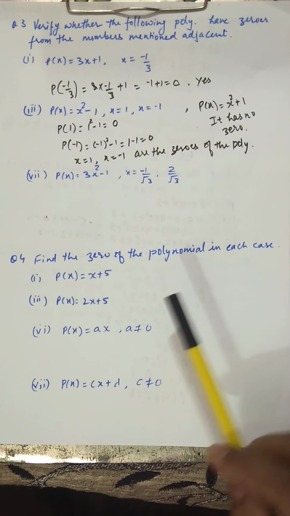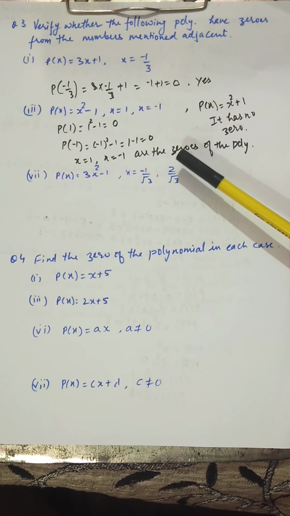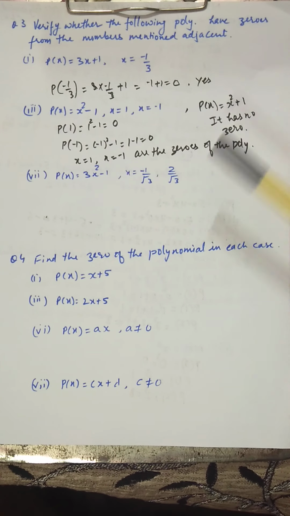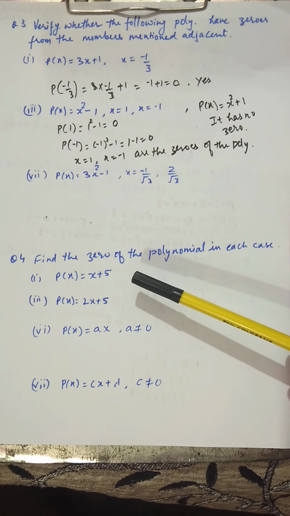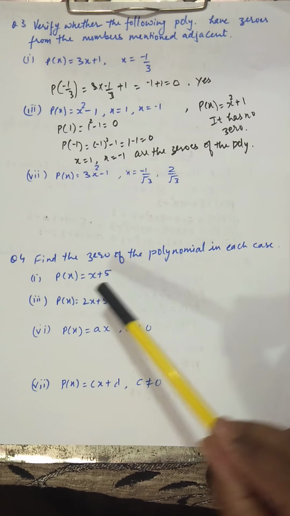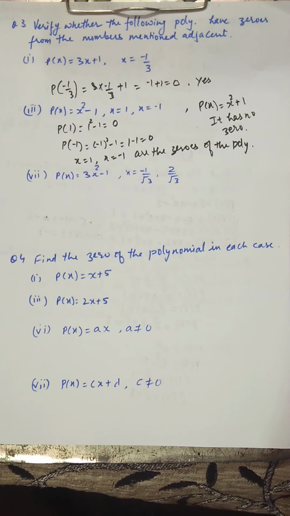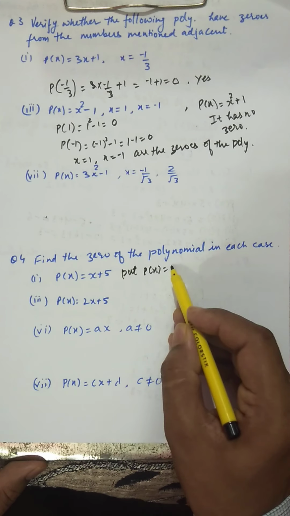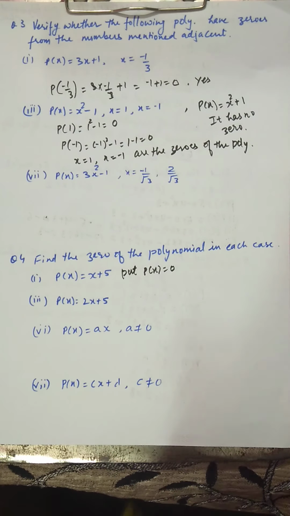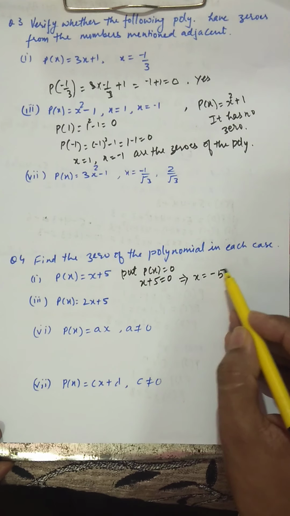Now in question number 3, the values were given and you were asked to verify whether they are the 0 of the polynomial or not. But now question number 4, they are asking you to find the values of x which can be called the zeros of these polynomials. So how to find the zero of the polynomial? You first put p(x) equal to 0. So you will get x plus 5 equal to 0, and from here you can write x equal to minus 5.